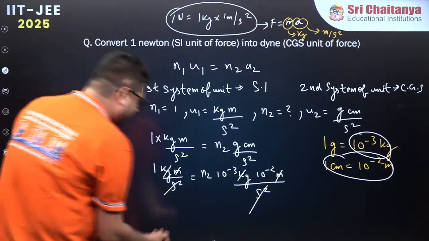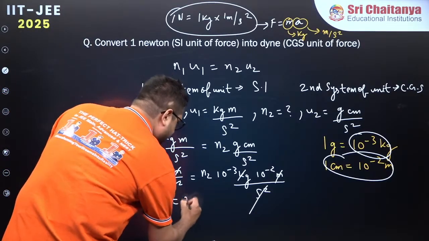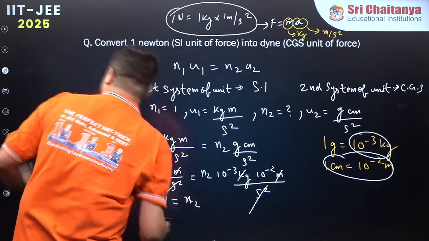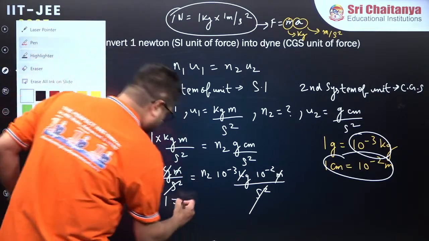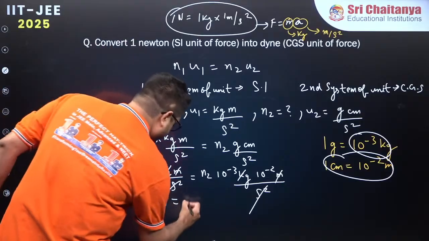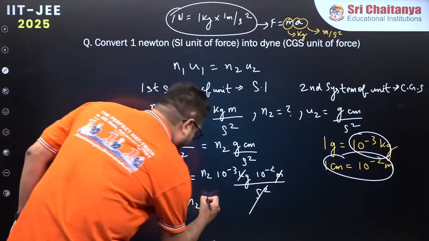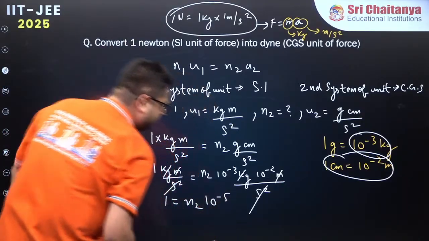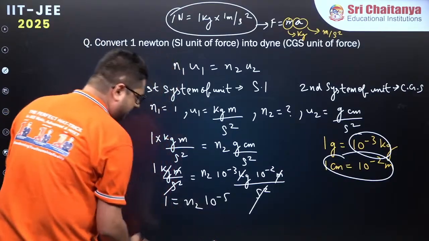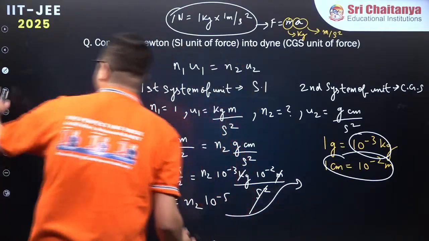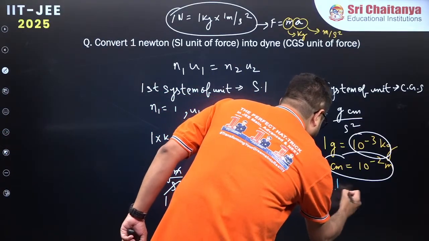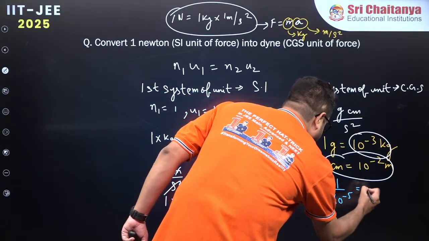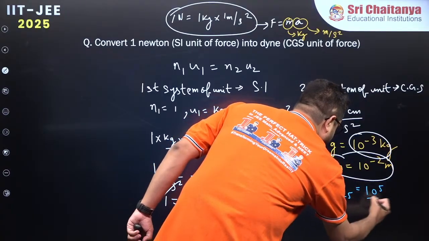So what are we left with? 1 is equal to N2, isn't it? 1 is going to be equivalent to N2 over here. Isn't it, everyone? 1 is going to be N2 multiplied by 10 to the power minus 5, isn't it? So what will I be getting? So as a result, I can say that N2 is going to be equivalent to 1 by 10 to the power minus 5, which is 10 to the power 5.